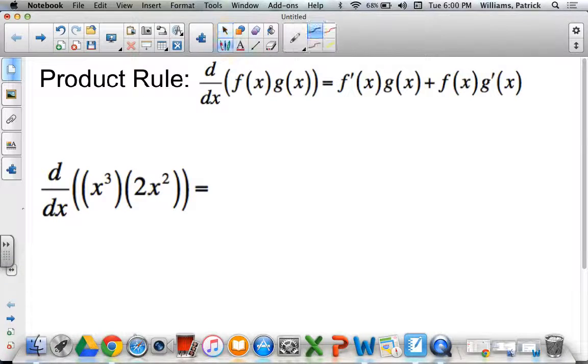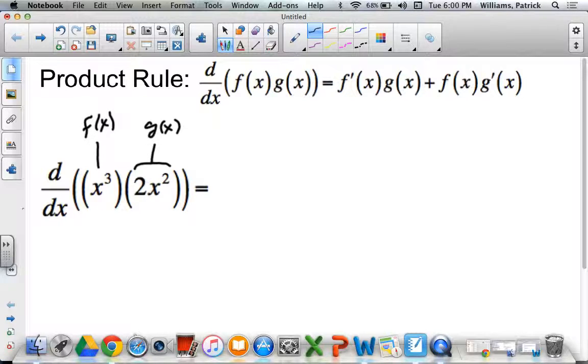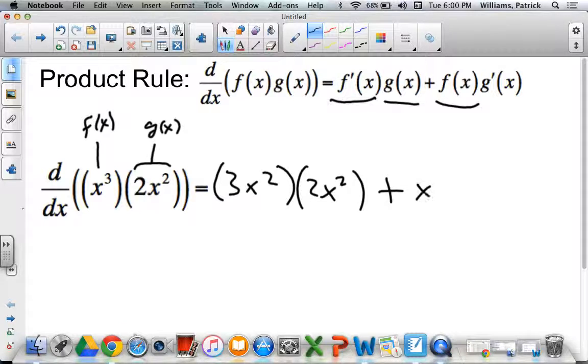Alright, if you give it a shot and apply the rule, in this case x cubed is going to be our f of x, and 2x squared is going to be our g of x. So if we do this, it'll be the derivative of the first, which will be 3x squared, multiplied by the second, which is 2x squared, plus the first, x cubed, multiplied by the derivative of the second, 4x. So if you add all these up and simplify, you will end up getting 10x to the fourth.